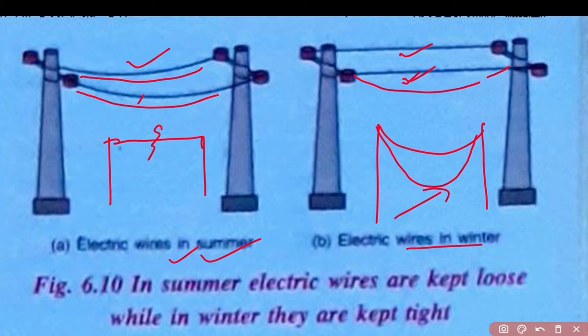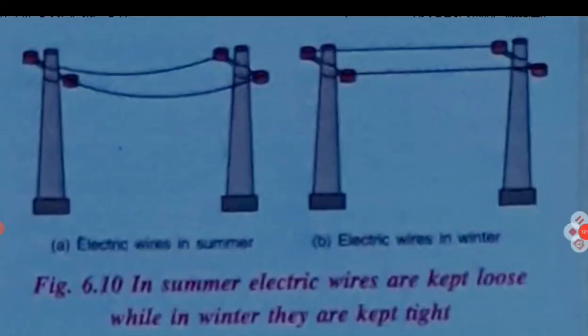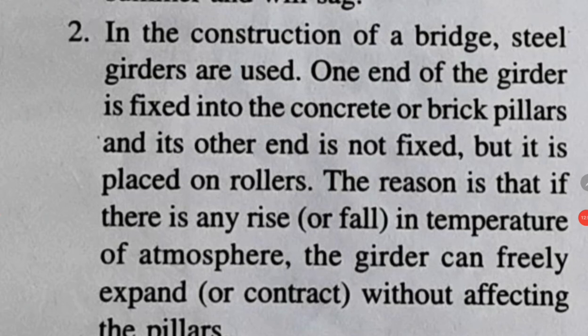The second point reads as: in the construction of a bridge, steel girders are used. One end of the girder is fixed into the concrete or brick pillars, and its other end is not fixed, but is placed on rollers. The reason is that if there is any rise or fall in the temperature of the atmosphere, the girder can freely expand or contract without affecting the pillars.